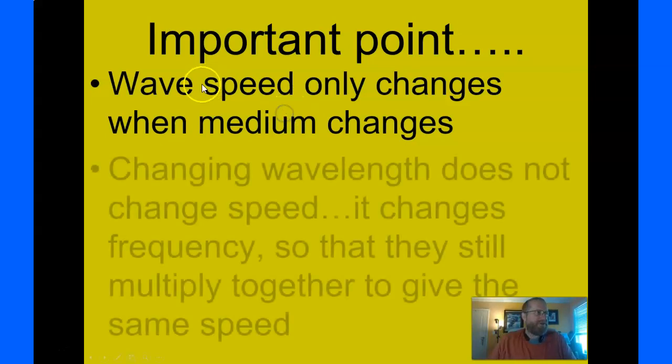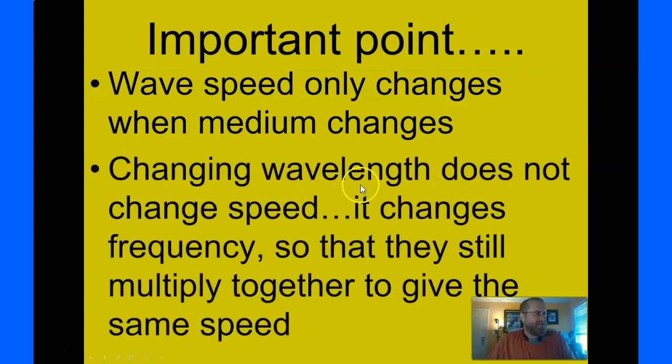Y'all gotta drill that into your heads. Changing wavelength does not change speed, it changes the frequency so that they still multiply together to give the same speed, the thing I just said. Okay? Alrighty then.